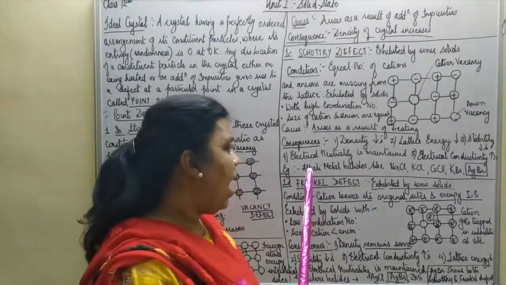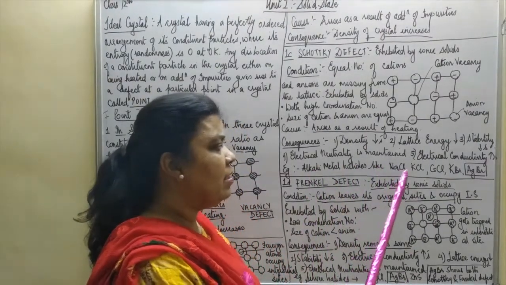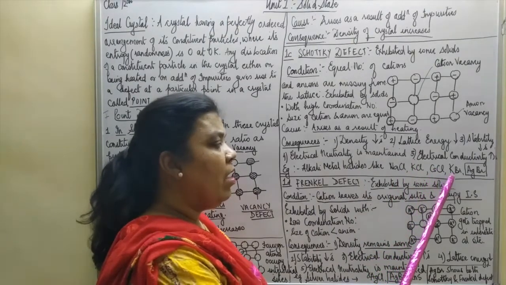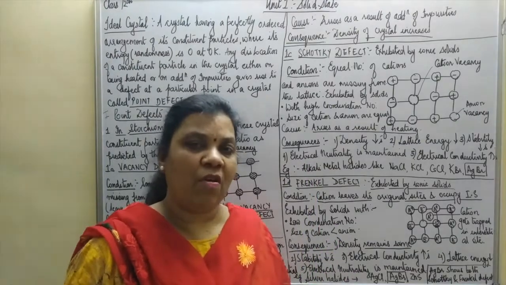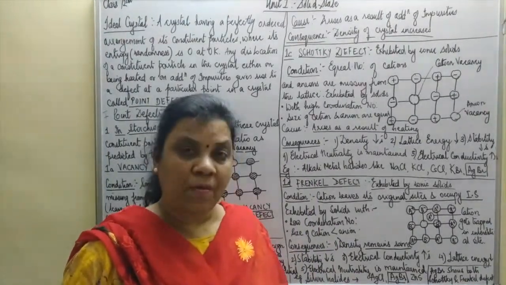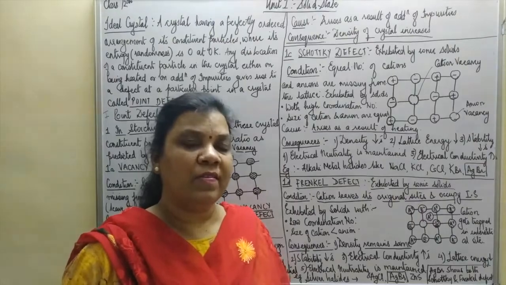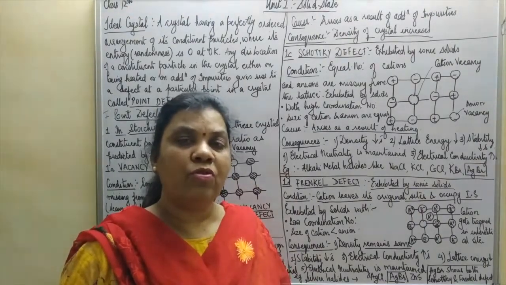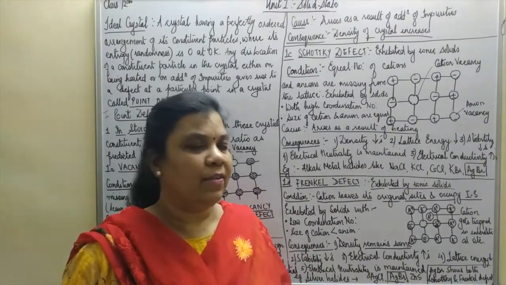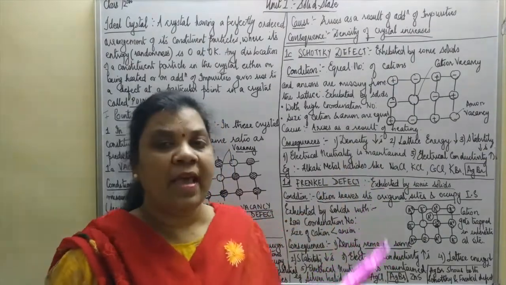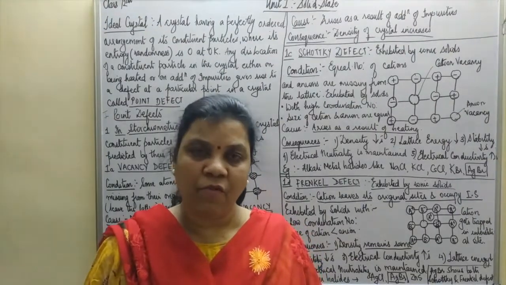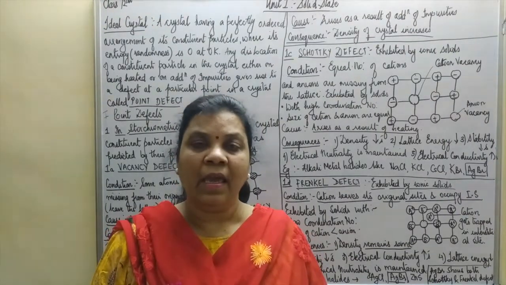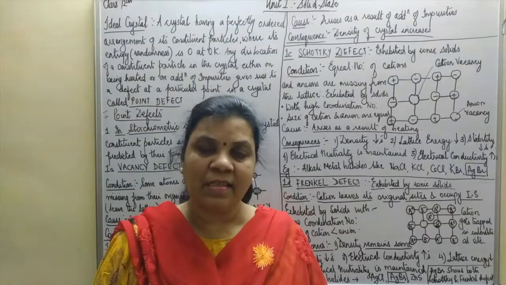Remember, alkali metal halides like NaCl, KCl, CsCl, KBr, all these are examples of solids exhibiting Schottky defect. And remember AgBr. AgBr is a crystal which will show both Schottky as well as Frenkel defect. So, to summarize, what is Schottky? Equal numbers of cations and anions are missing from the lattice, developing cation and anion vacancies in the lattice.